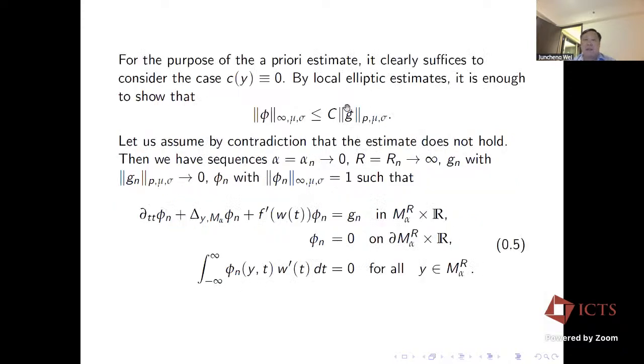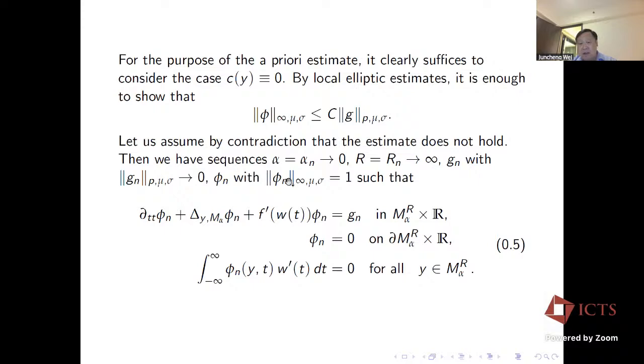Okay, so let's assume C equals 0. First, by local elliptic estimate, we just need to show that the L infinity norm can be bounded. Okay, and we prove by contradiction. So suppose we don't have the boundedness of the L infinity norm. Then we can find a sequence alpha n going to 0, and a ball of radius Rn going to infinity, Gn with this norm going to 0, and phi with the L infinity norm bounded. And we have this equation.